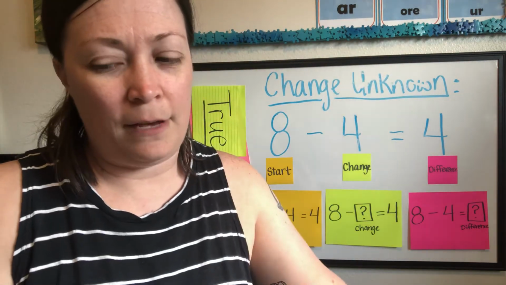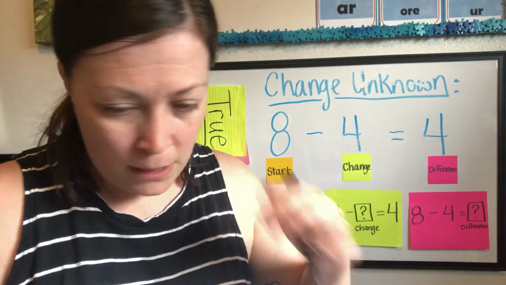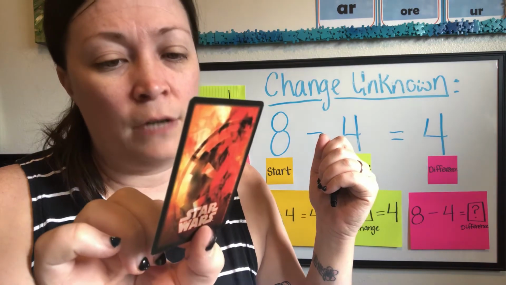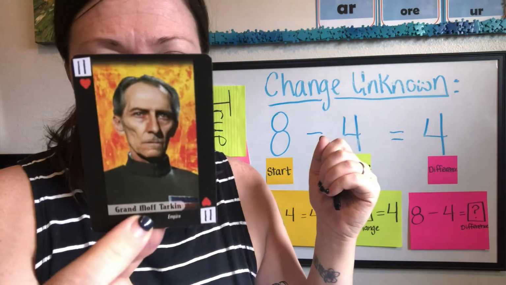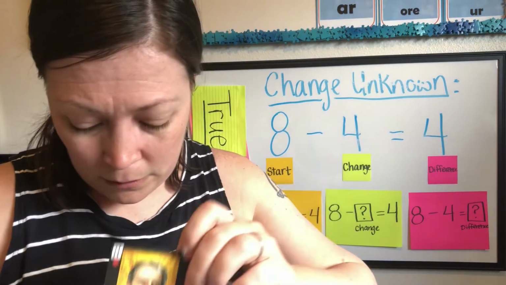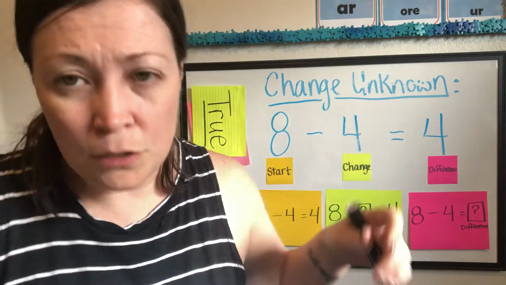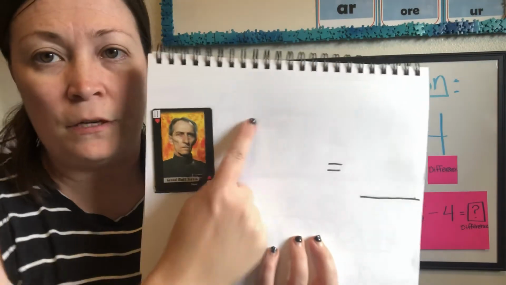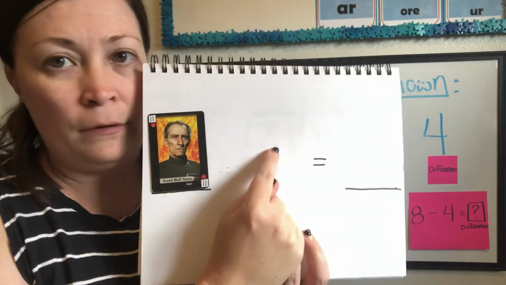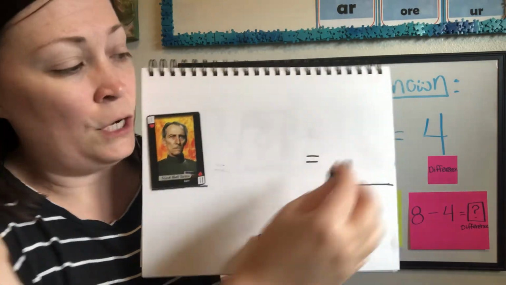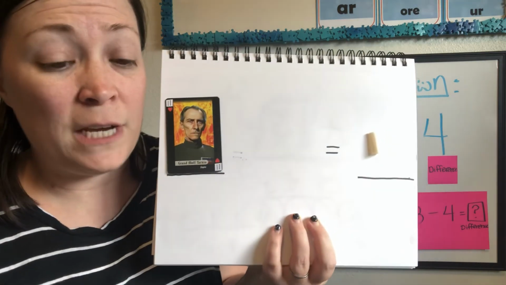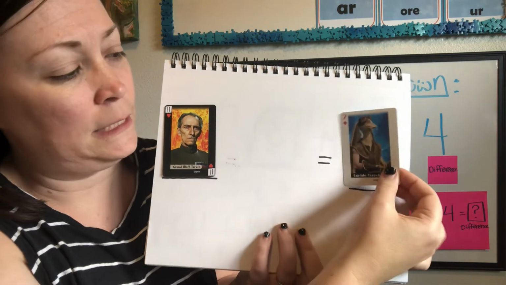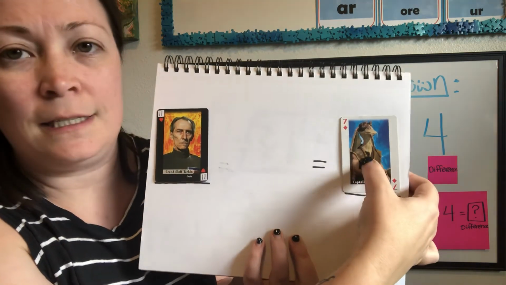Ooh, we have a super villain on this one. So we're gonna start with Grand Moff Tarkin. I always say his name wrong, but this bad guy from the movies and the books. So he's our starting number. And again, we don't know if we're adding or subtracting. We don't know what our change is. We do know at the end of the equation, we're gonna end at Captain TrueFalse, number 7.